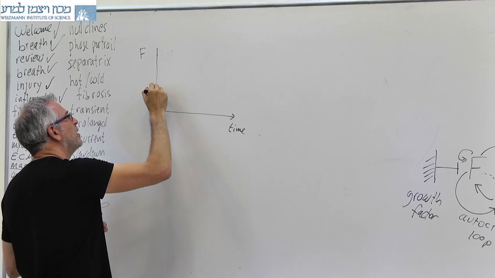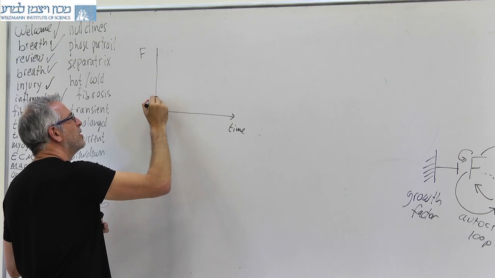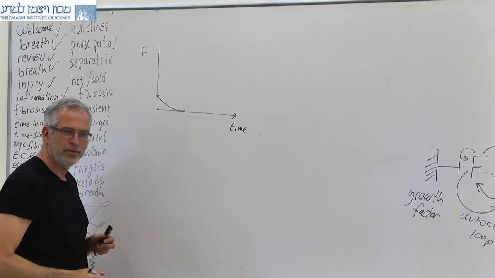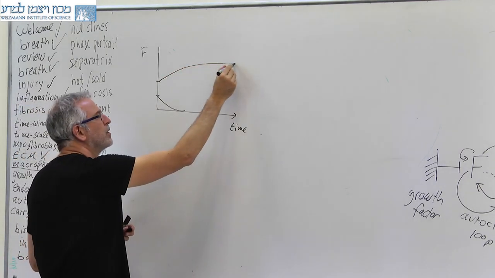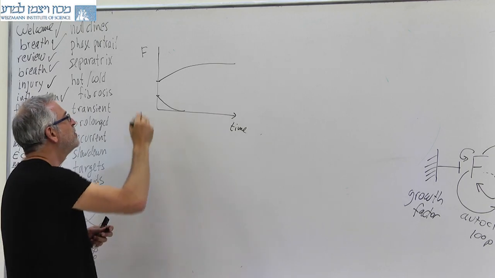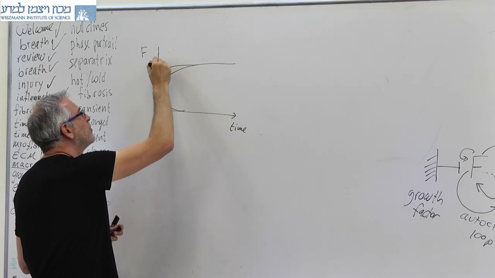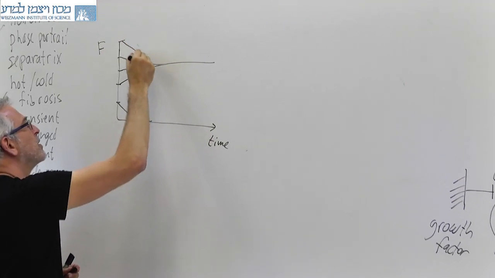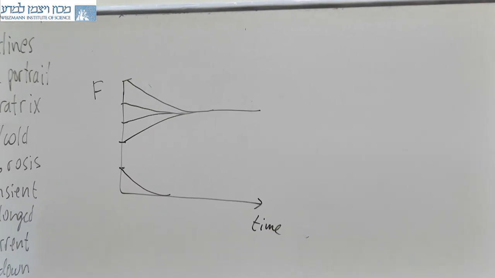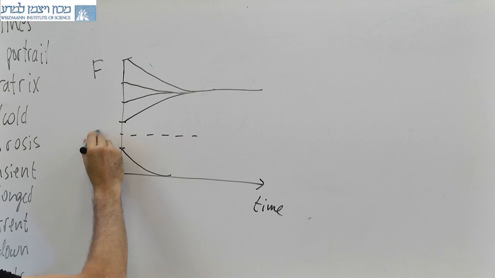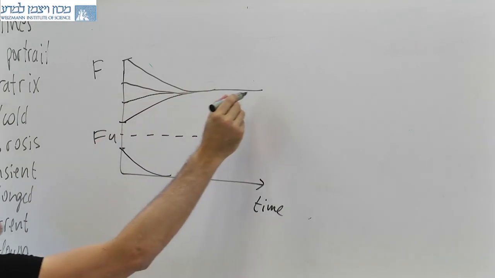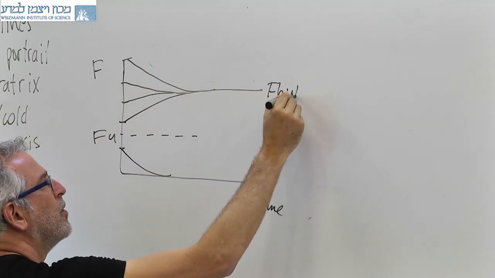Suppose you seed just a little bit of cells, they crash. But if you seed more cells, they go like this. And if you seed more cells, they go like this. More cells, they go like this. Okay, and this is the boundary. So this is F unstable. And this point here, this is F high.